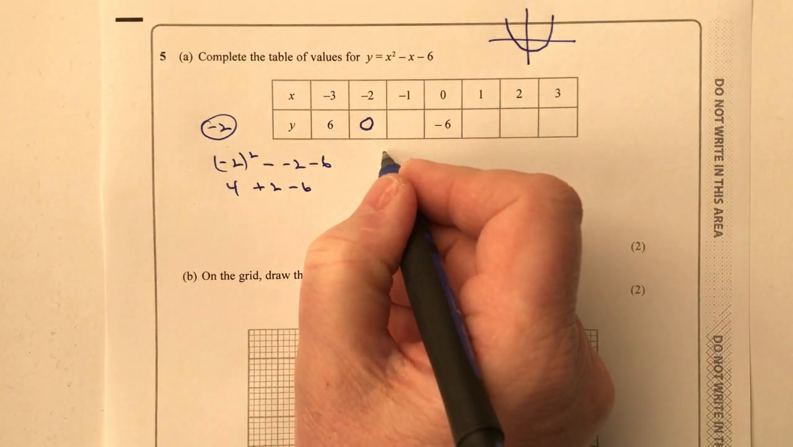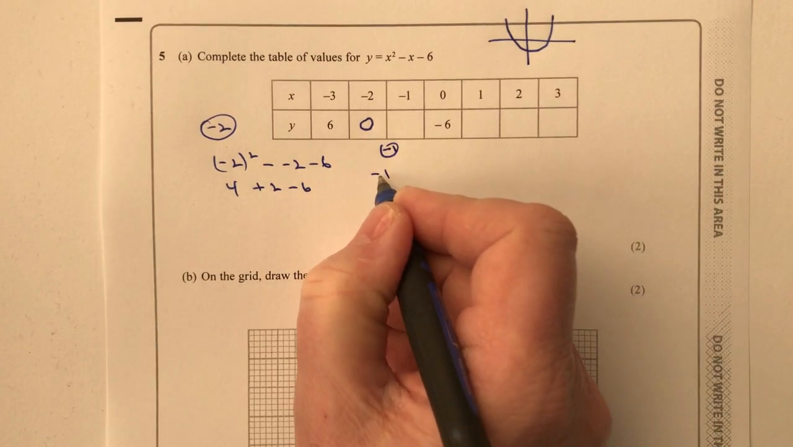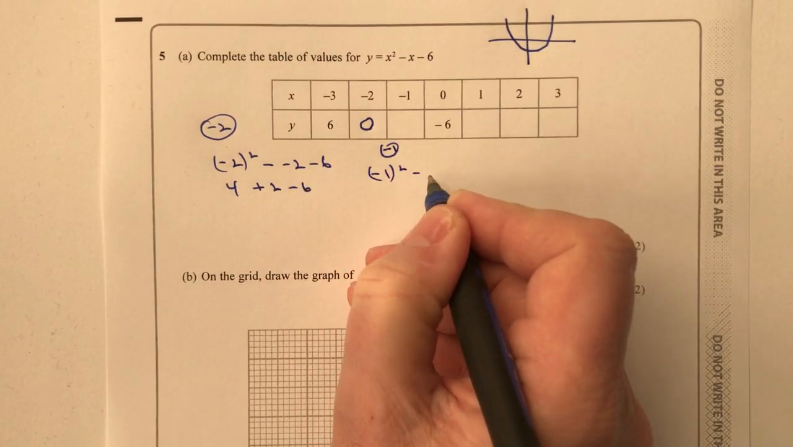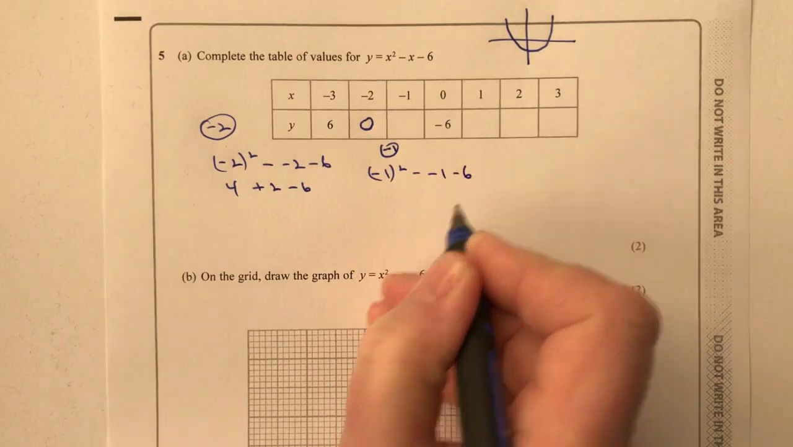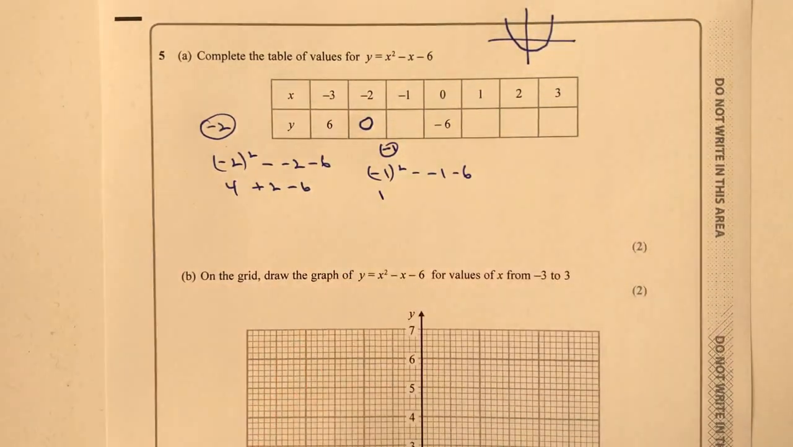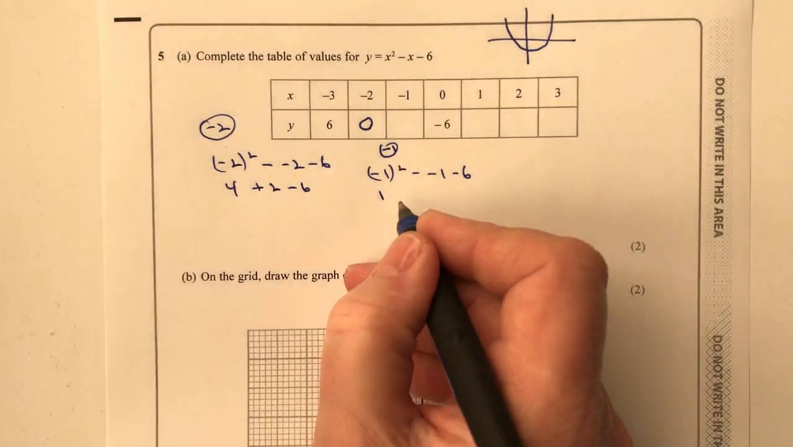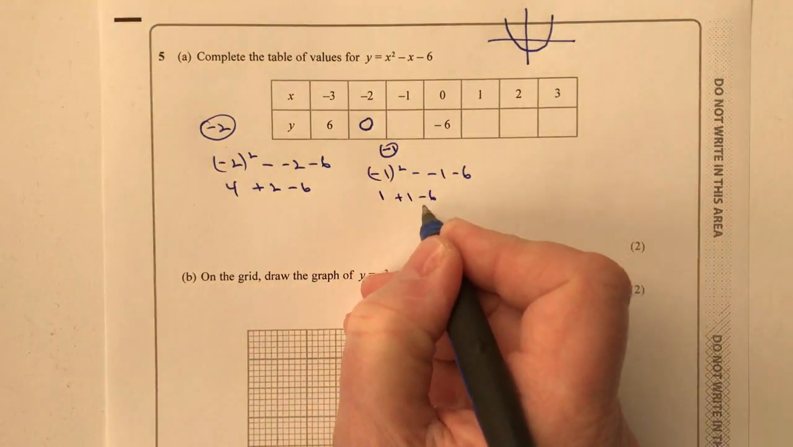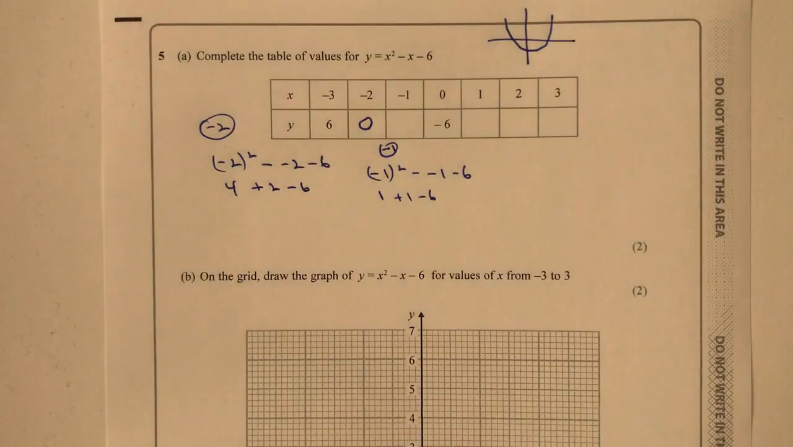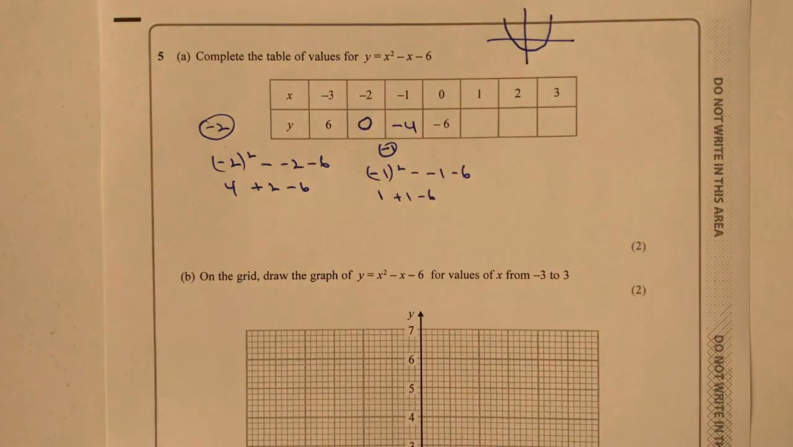So when x is -1, I'm going to say (-1) squared minus (-1) minus 6. Again, (-1) squared is the same as saying +1. Minus -1 is +1 again, and then -6. So 1 plus 1 is 2, minus 6 is going to be -4.